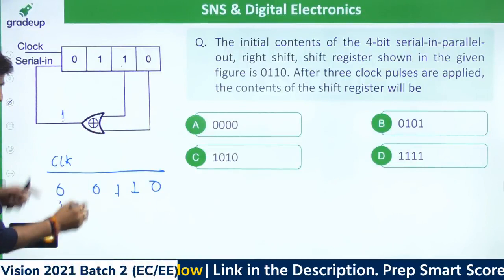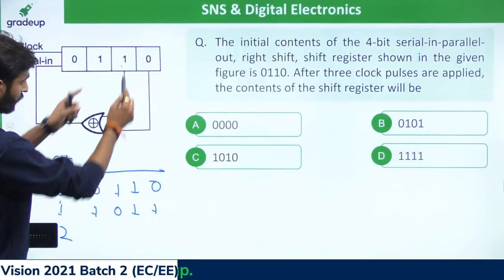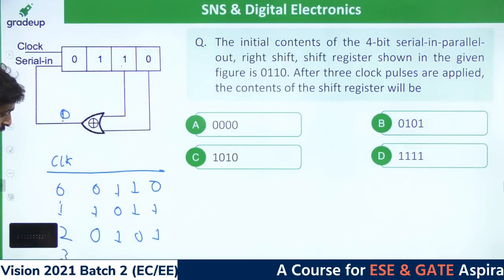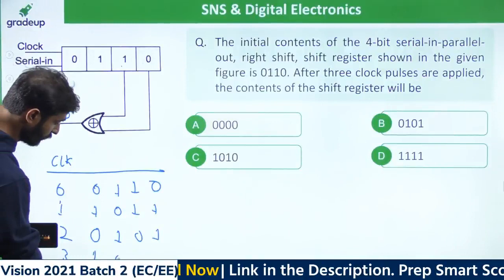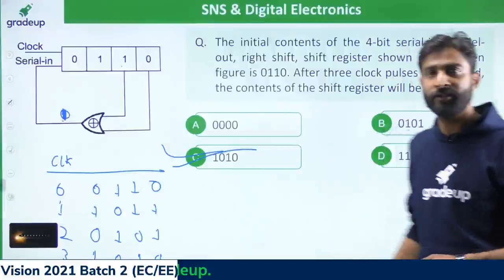Now for the second clock, what is the 1 1? It is 1 1, it will provide 0. 0 is introduced, and after the third clock, if you want 0 1 again, it is 1. So 1 is introduced, 1 0 1 0 1 0 1 0. C is the correct option, right?